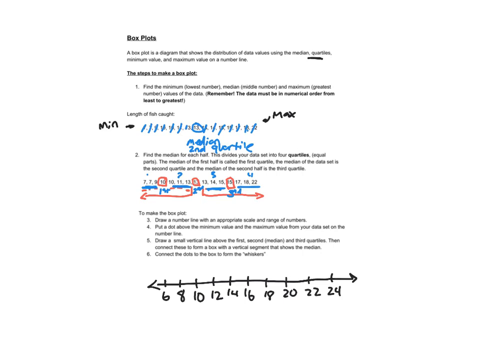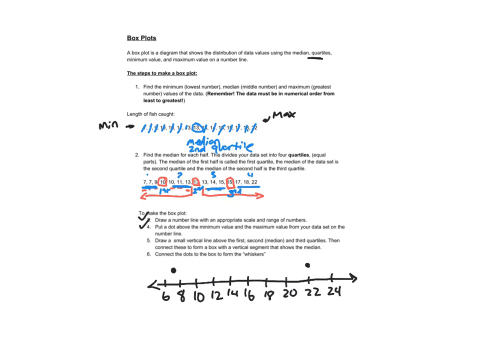Now, put a dot above the minimum value and the maximum value from your data set on the number line. So our minimum value was 7, so I'm going to put a dot above 7. 7's directly in between 6 and 8. Then I'm going to put a dot above 22. Sometimes you'll see box plots drawn with small lines instead of dots at the minimum and the maximum. Either way is okay.